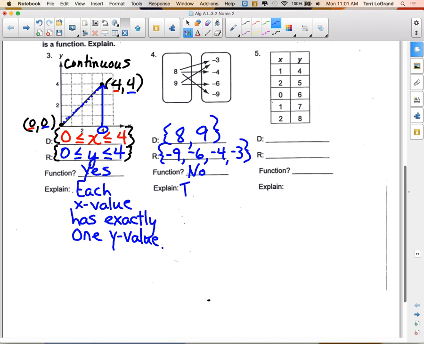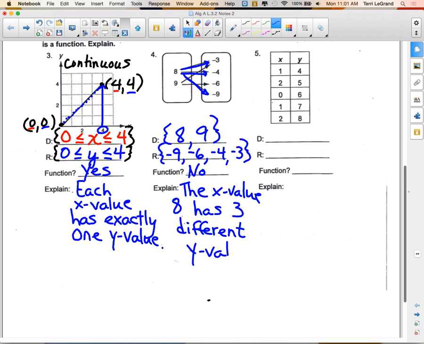The x value 8 has what? How many? 1, 2, it has 3 arrows coming from it, doesn't it? It has 1, 2, 3 arrows coming from it, so it really actually has 3 different y values. But you could also pick on another x value. What other x value could your explanation have used instead?